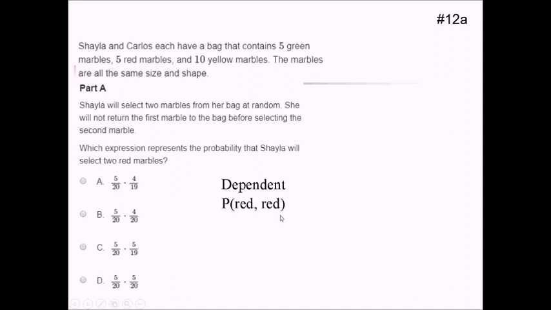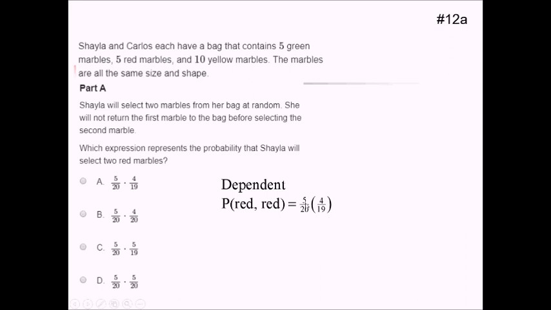Well, the probability of the first red marble, since there are 5 marbles that are red and 20 overall, would be 5 over 20. Now, to figure out the probability of this and another event, a compound event, we have to multiply the 2 probabilities together. So what's the probability of another red marble? Well, since Shayla's already picked a red marble and she's not putting it back, that means there's 4 red marbles left, and overall there are 19 marbles left. So 4 over 19 is what we have to multiply by.